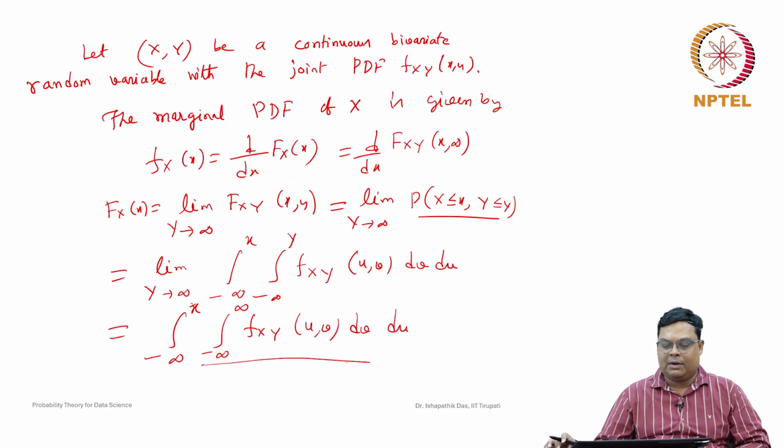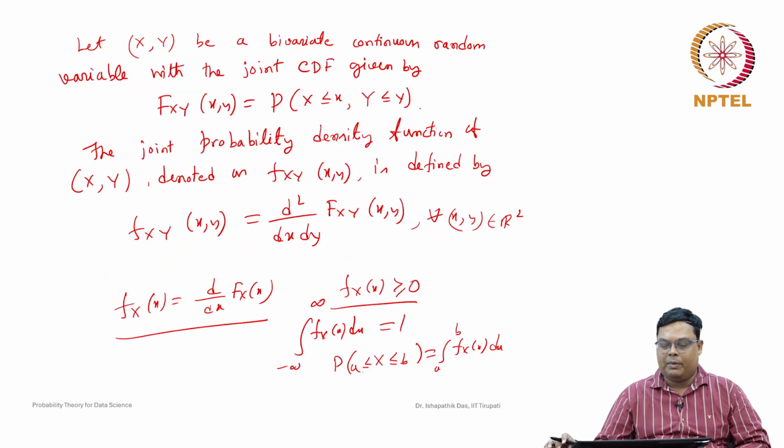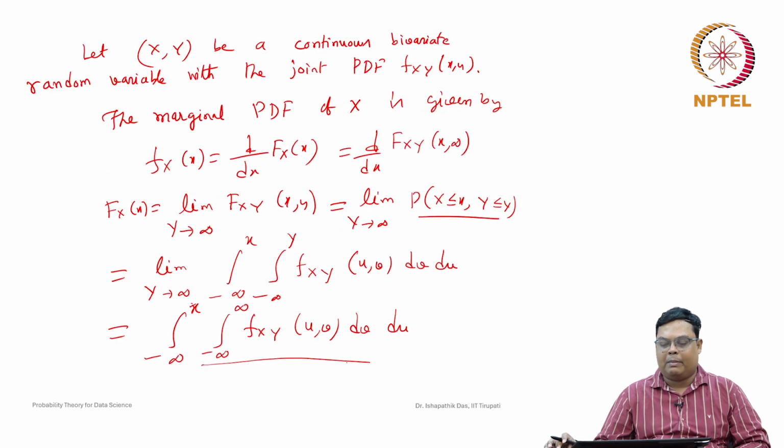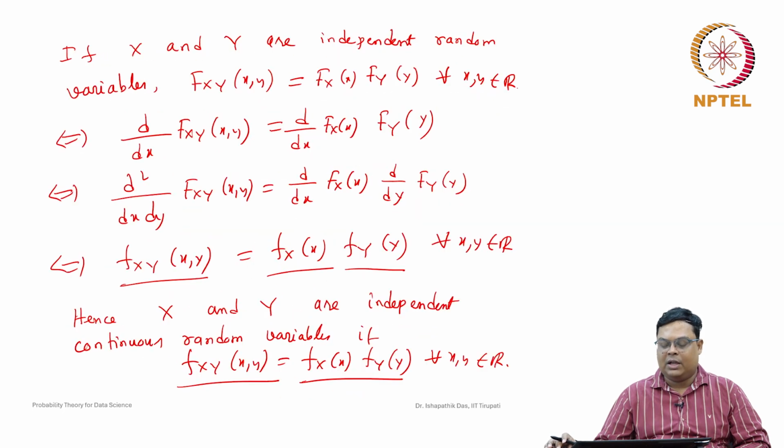So, these are the concepts whenever the random variables are continuous: their cumulative distribution function, their joint probability density function, how to find the marginal probability density function from the joint probability density function, and then how to check that these two random variables are independent, by checking that the joint probability density function is equal to the product of their marginal probability density functions for all x and y.